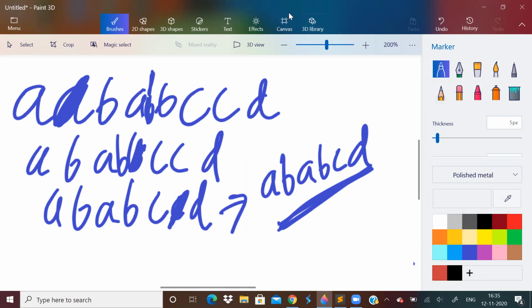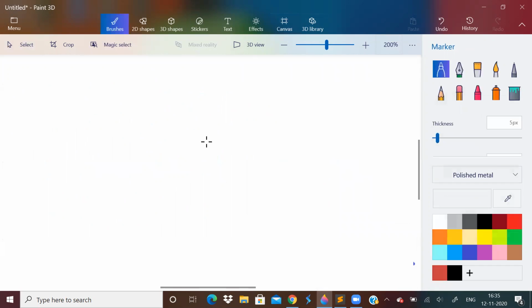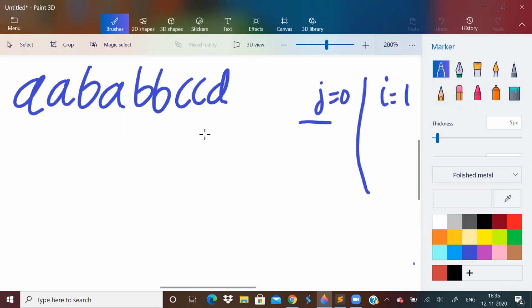How to do this problem in O of n time and O of 1 space complexity? So again, let me write the input string A, B, C, C, D. We can use a two-pointer technique over here. Let us take 2 pointers. Let us say j is initially 0 and I is initially 1. I'll show you the code.